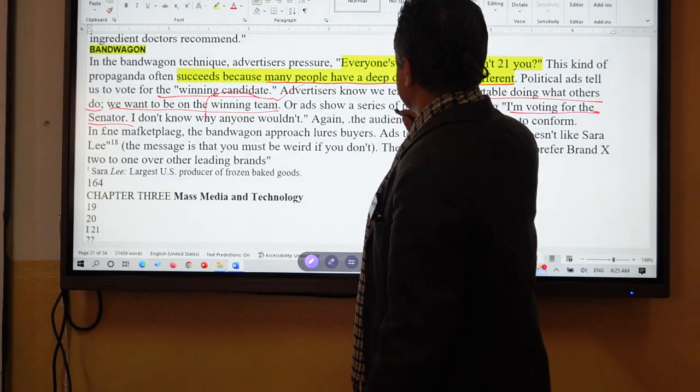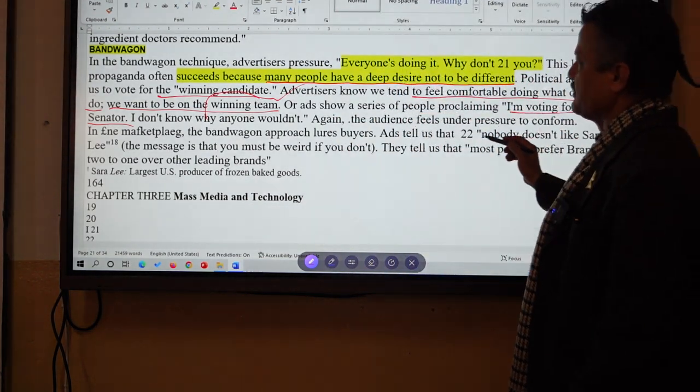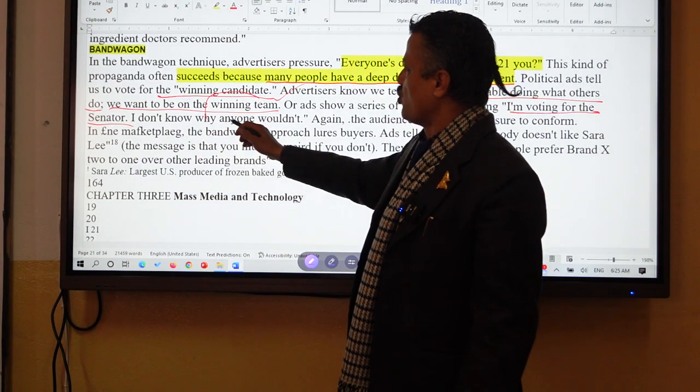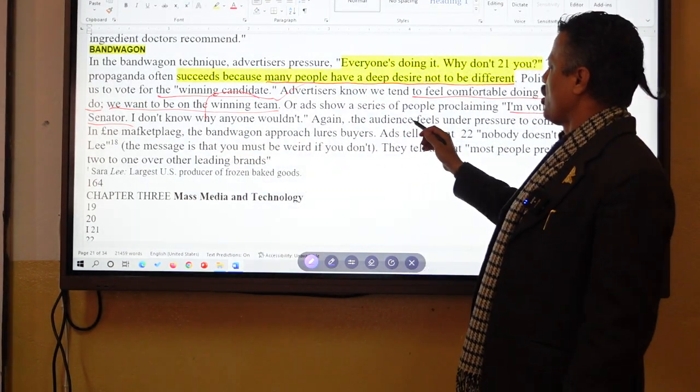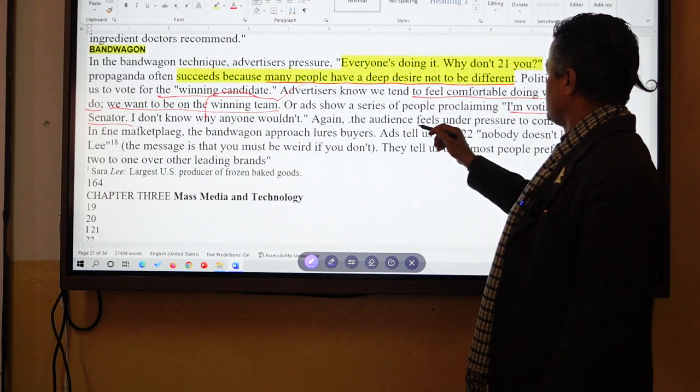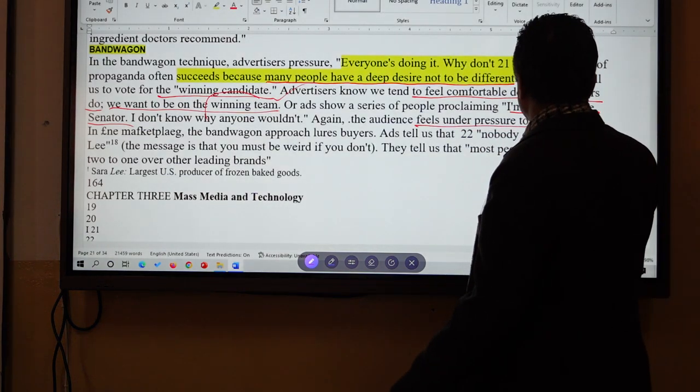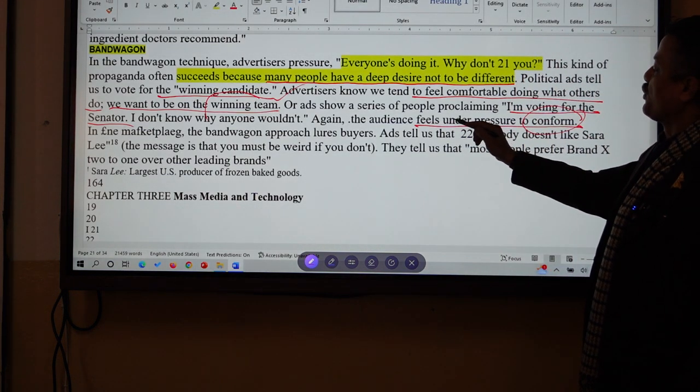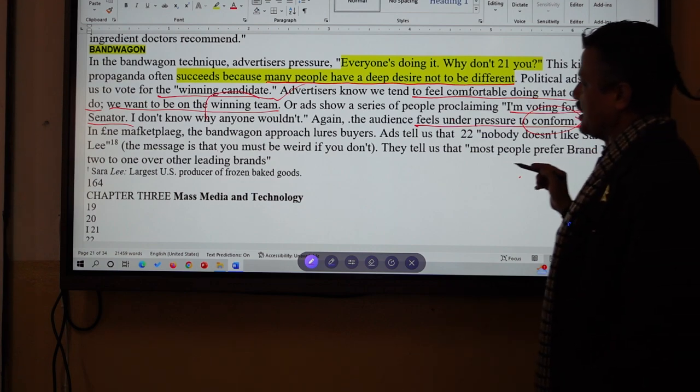Or it shows a series of people proclaiming, I'm voting for the senator. I don't know why anyone wouldn't. Again, the audience feels under pressure to conform. Look, because everybody is voting for them, you also vote for them, you conform.